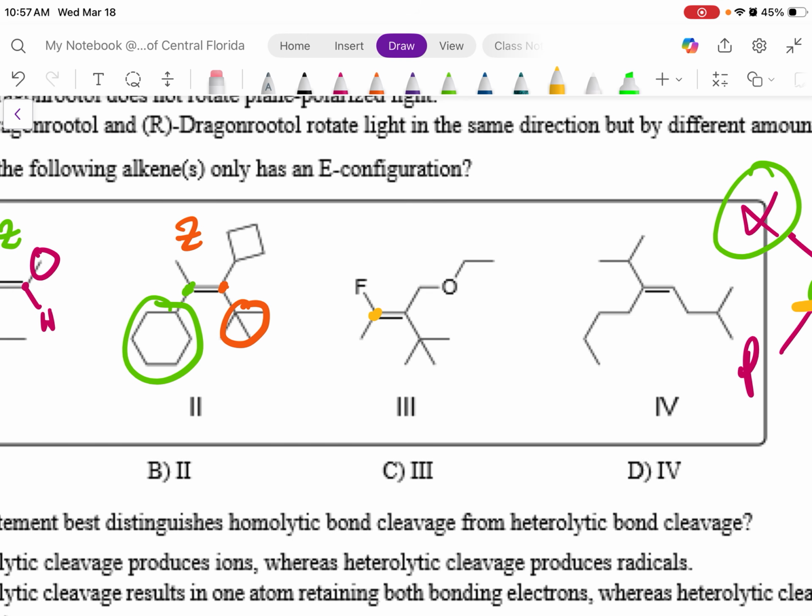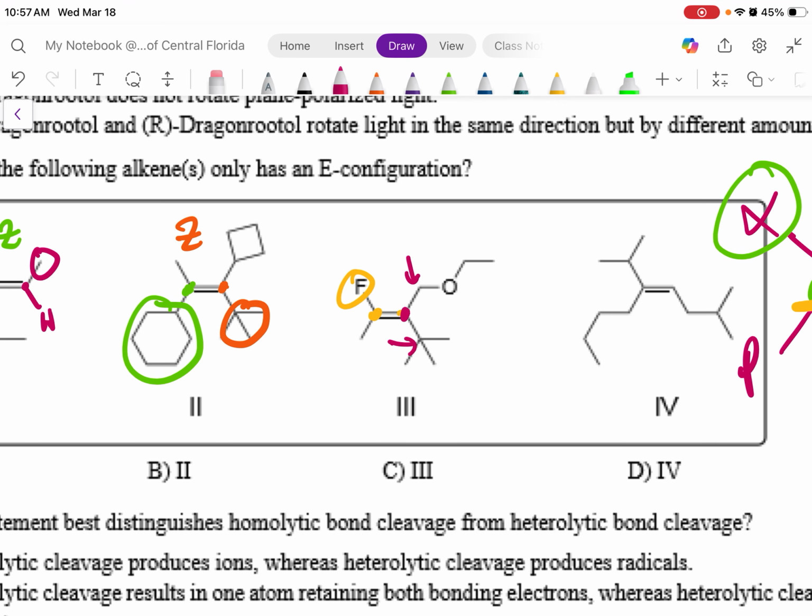There's our carbon. Fluorine versus carbon. Fluorine is larger. And then this carbon right here, let's draw this one out. So we are comparing this carbon versus that carbon. Which one's going to take higher priority?